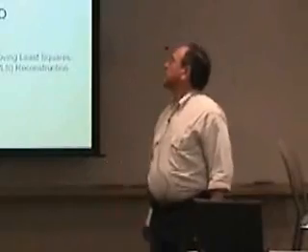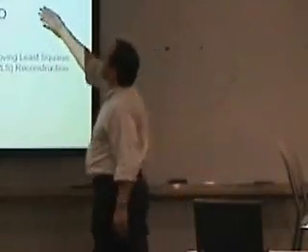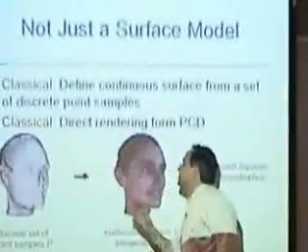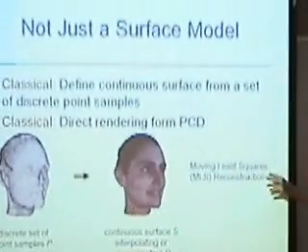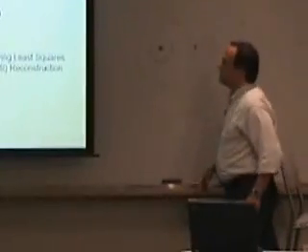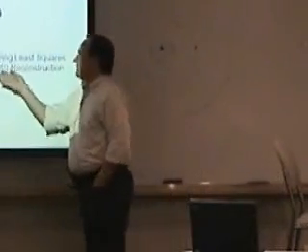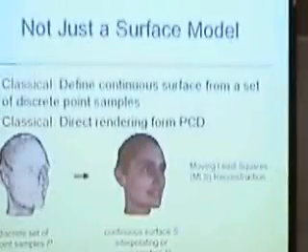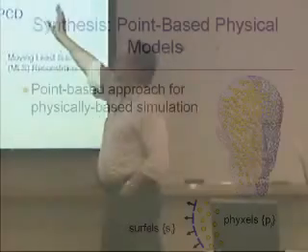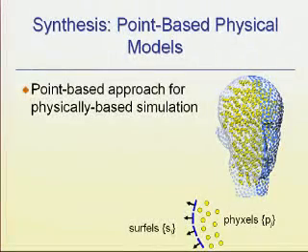Now, in the stuff I'll talk about, I'm not really just interested in taking the points and constructing a surface model. I mean, there's been lots of work on defining continuous surfaces from a set of discrete point samples. I just show here an example of a surface that was reconstructed by using the many variants of the moving least squares method. There's also been lots of work on direct rendering from a representation like this.